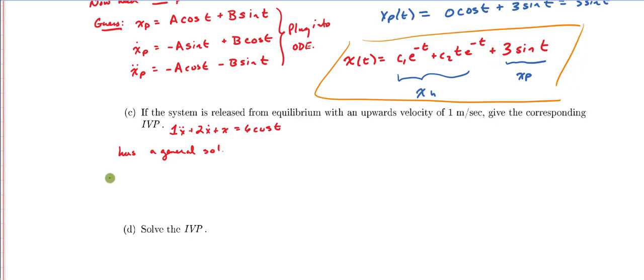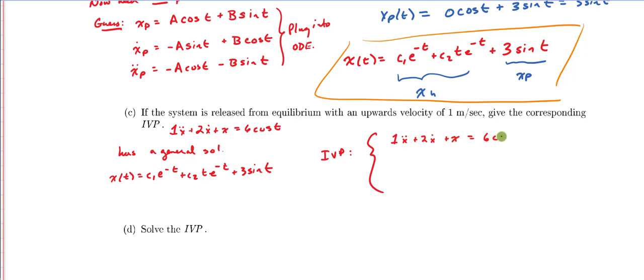What we have listed up here: x of t equals c1 e to the minus t plus c2 t e to the minus t plus 3 sine of t. What we now want to do is actually give an initial value problem to this. So the way we'd phrase the initial value problem in this case is that we have an ODE, which we've just listed, 1x double dot plus 2x dot plus x needs to equal 6 cosine of t.